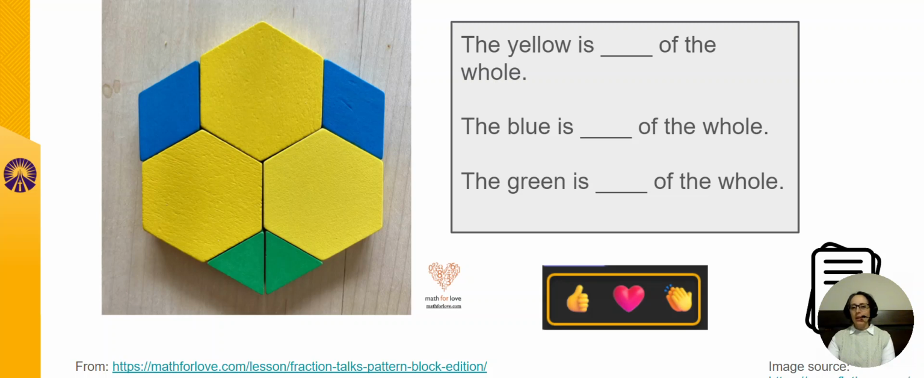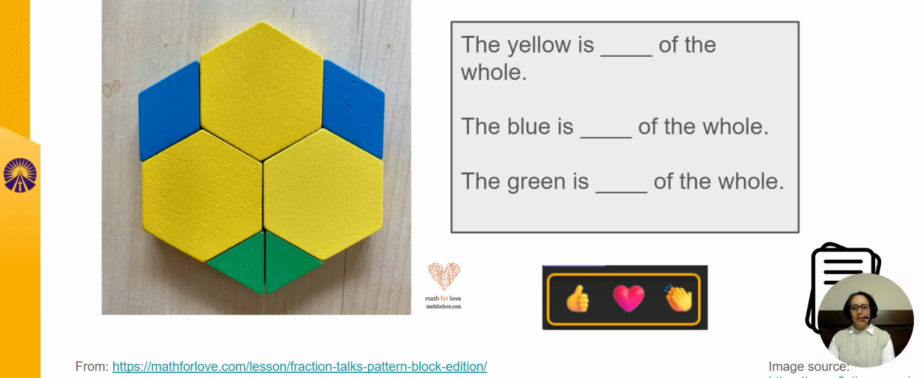So the yellow is a certain fraction of the whole, the blue is a certain fraction of the whole, and so on. What you can do then is, as students are thinking through and they're selecting just that one color, you can be drawing right on your smartboard to draw over top of these images. Or if you're using your document camera and you have this set up with your document camera, you can be laying the shapes on top.